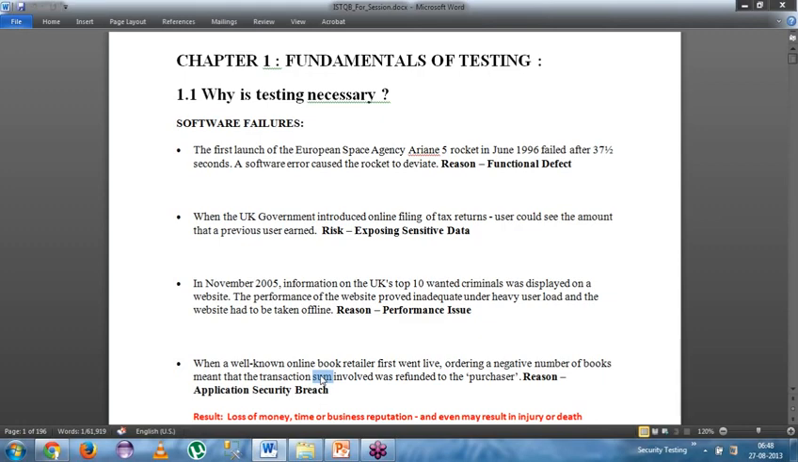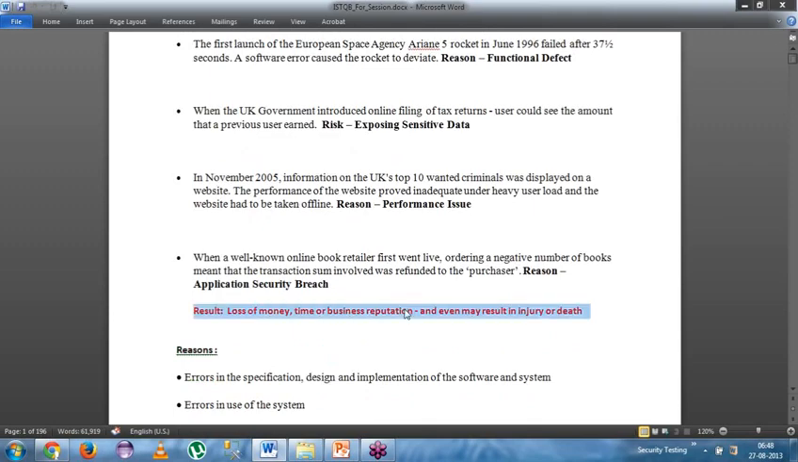We are here to understand why we require software testing, because failures might lead to loss of money, business reputation damage, or financial turmoil. At times they can even result in death or injury, in case we are handling highly critical machinery applications such as a flight or a rocket or something like that.